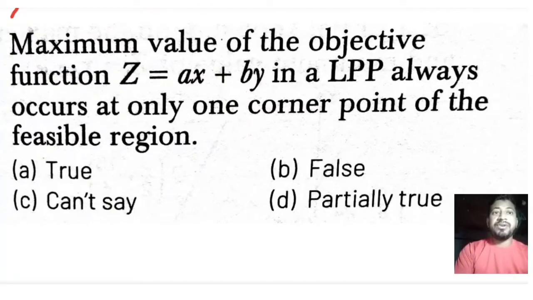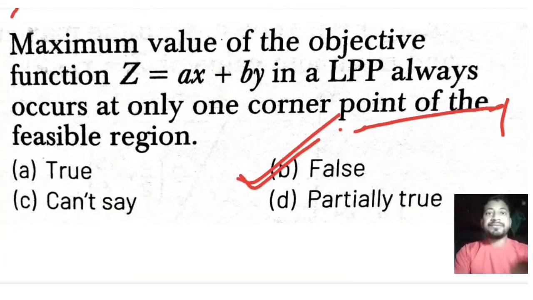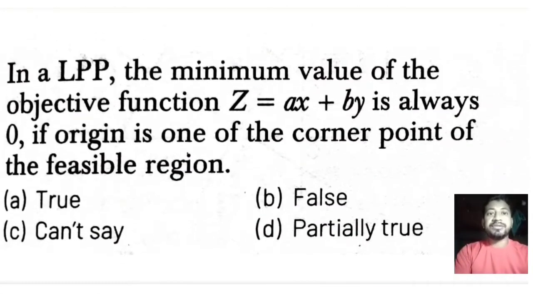Maximum value of the objective function of LPP occurs only at the corner points. No, it can also occur on the line joining two corner points. So it's false. Now go to question number 10.